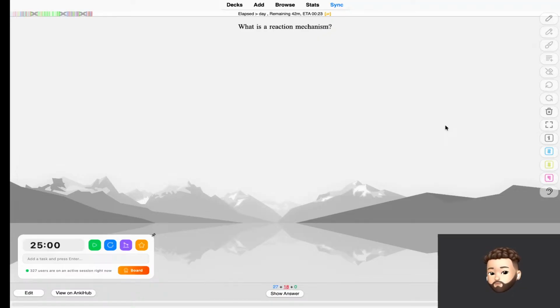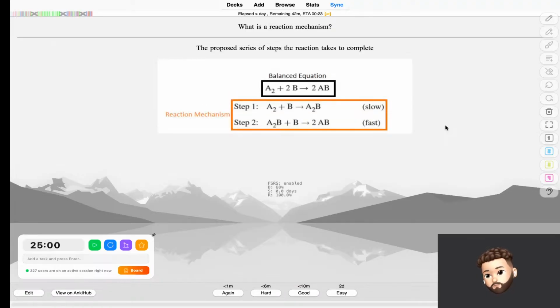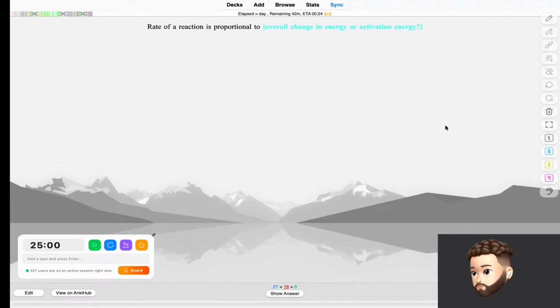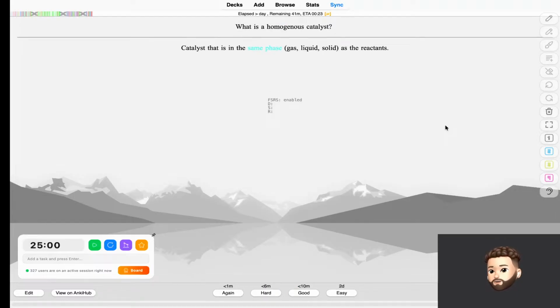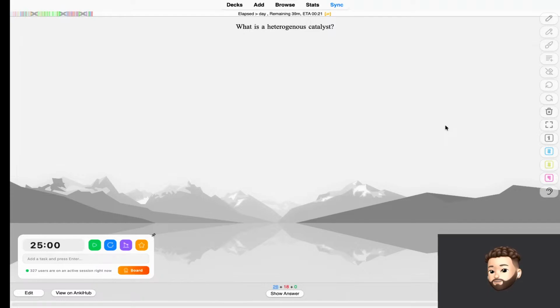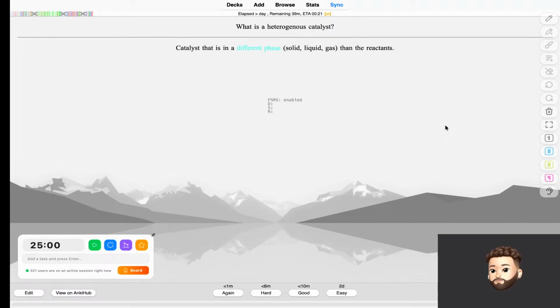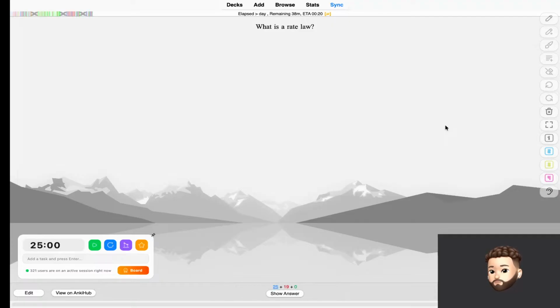What is a proposed series of steps to get from reactant to product? The activation energy, homogeneous catalyst. I don't know. Catalyst that is in the same phase, I'm assuming. Catalyst in a different phase. Okay. What is a rate law? These following cards that are coming are probably gonna be a little more difficult.